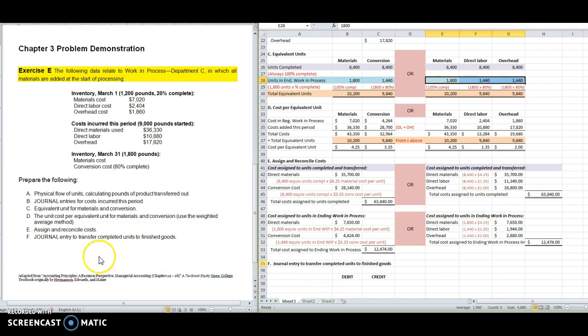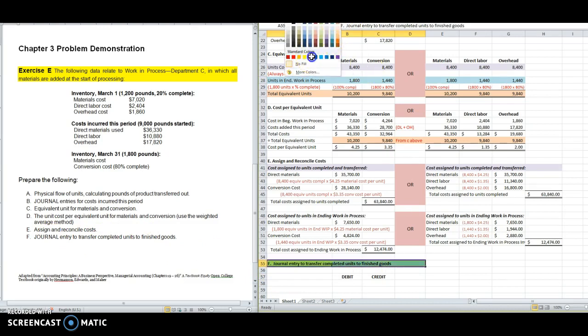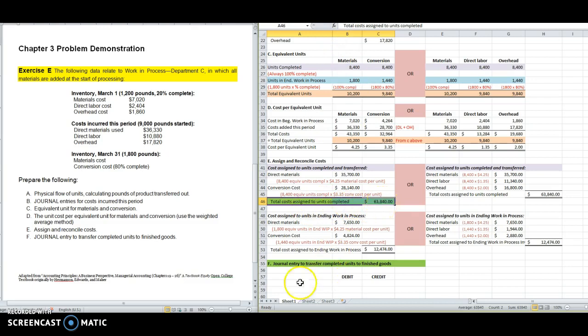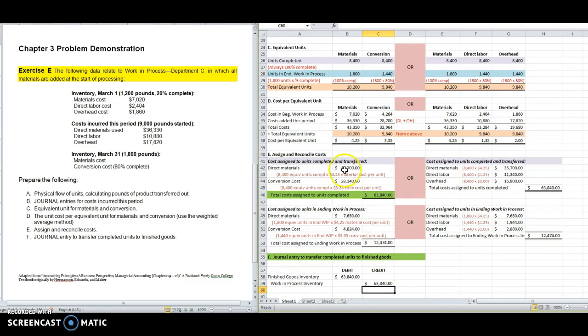The last thing it asks us to do is to prepare the journal entry to transfer units completed to finished goods. In order to do this, we want to know what was completed. So that means we need this number here. This is the cost assigned to units completed. We don't want the total. We only want the cost assigned to units completed. We are trying to transfer it to finished goods, so that means we are going to debit finished goods inventory for that $63,840, and it's coming out of work in process because these items are completed and are no longer in process, so we will be crediting work in process for that same amount.